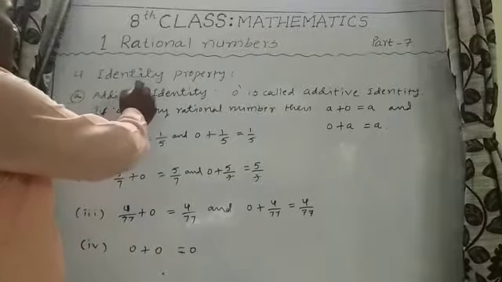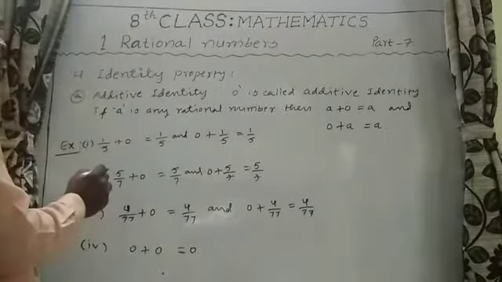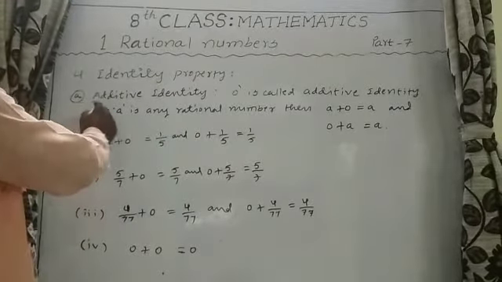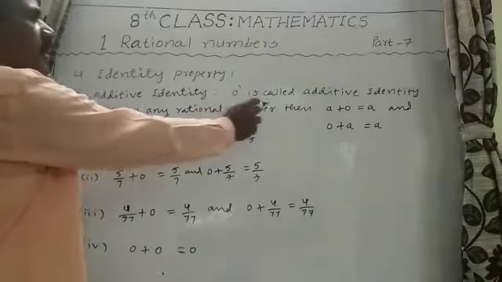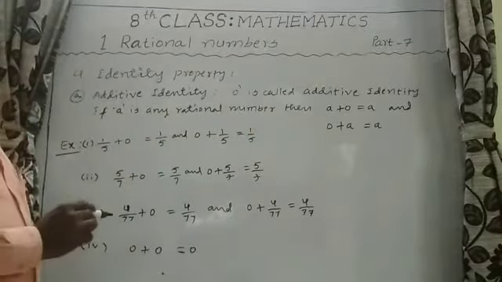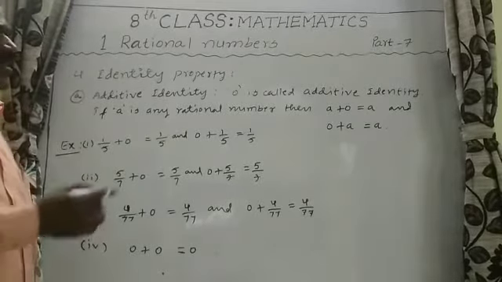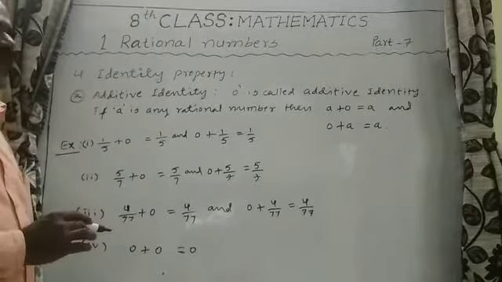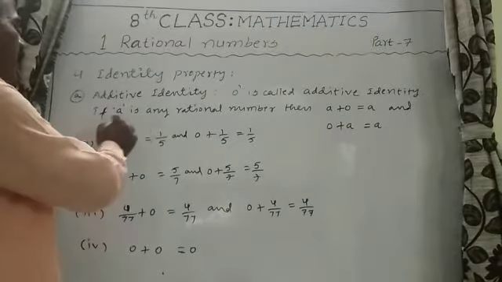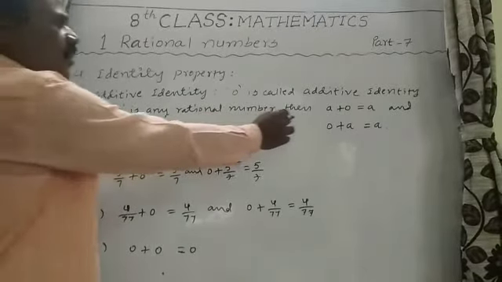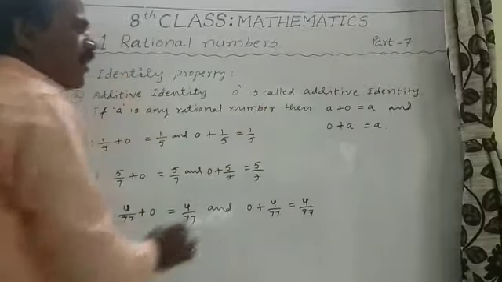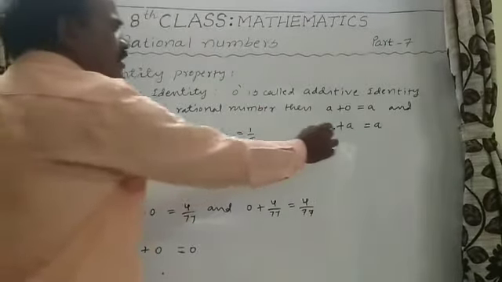Fourth property, identity property. In this case 1, additive identity. 0 is called additive identity. When 0 is added to any number, we get the same number. That's why 0 is known as the additive identity. If a is any rational number, then a plus 0 is equal to a, or 0 plus a is equal to a.